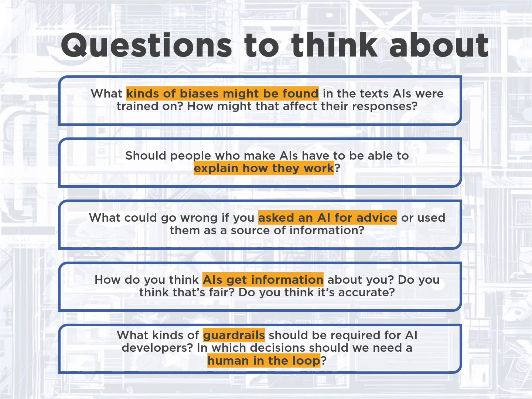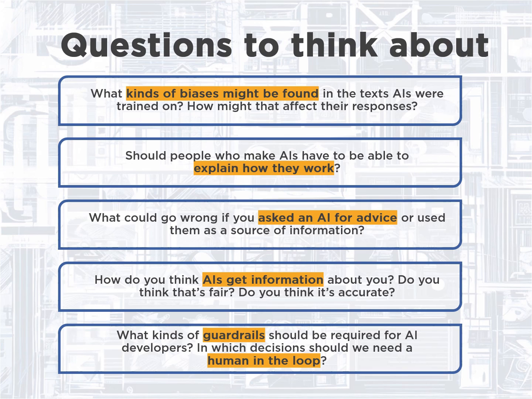What kinds of biases might be found in the texts AIs were trained on? Think about social media posts or old books. How might that affect its responses? Should people who make AIs have to be able to explain how they work? How does their black box quality make it hard for designers to make safeguards or guardrails that might prevent some of the other problems? Are there topics or information you might want a chat AI to tell you, but that wouldn't be good for you? What could go wrong if you asked a chat AI for advice or told them about a personal problem? What could go wrong if you used them as a source of information?